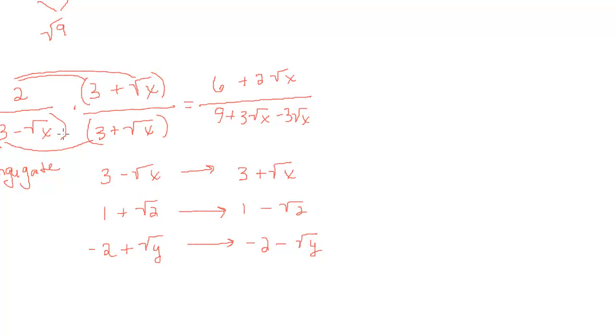And then last is negative root x times positive root x. So a negative times a positive is negative, and then that would be square root of x times x, or x squared. So we have 6 plus 2 root x, and then on the bottom, those two make 0. So I have 9 minus the square root of x squared is just x. Okay, so can I cancel between the 6 and the 9?